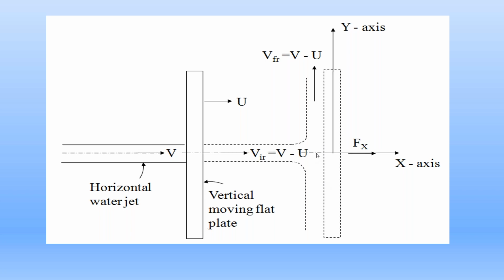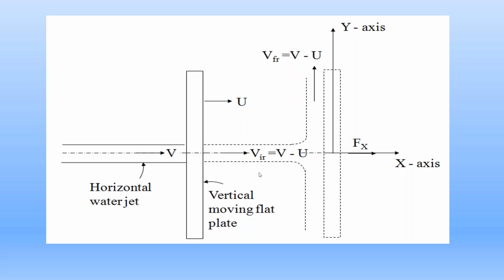So after striking, the water jet will move in the vertically upward direction with the same relative velocity V minus U, because there is no loss of energy when the water jet strikes the metal plate. So this is the final relative velocity of the water jet after striking, VFR, equal to V minus U, but it is in the y-axis direction, the vertical direction.